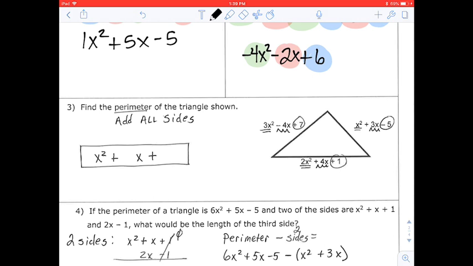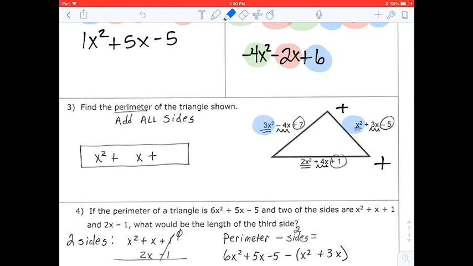And I could write this out as one long addition problem, or I can just look at my triangle and combine my like terms. Because really, I am adding 3x squared minus 4x plus 7 plus x squared plus 3x minus 5 plus 2x squared plus 4x plus 1. So I'm going to identify like terms.